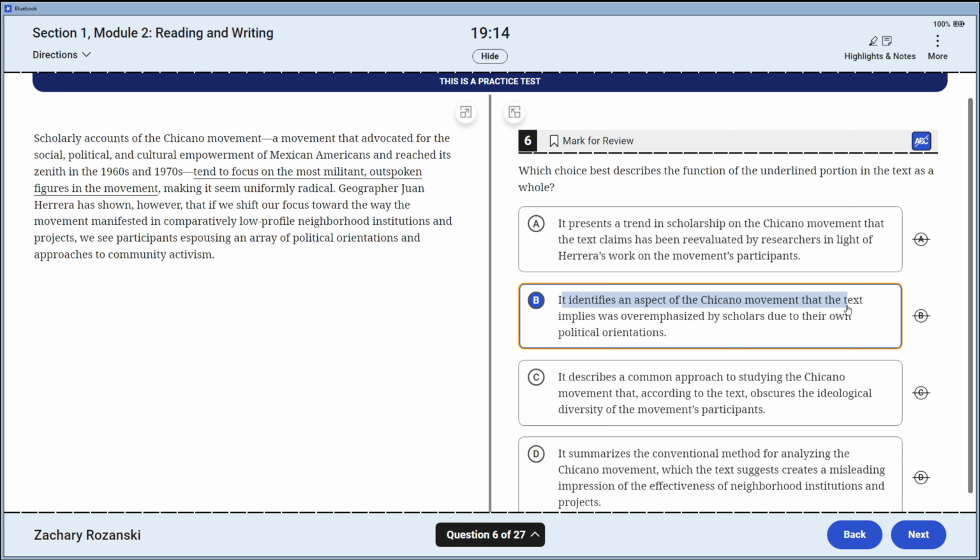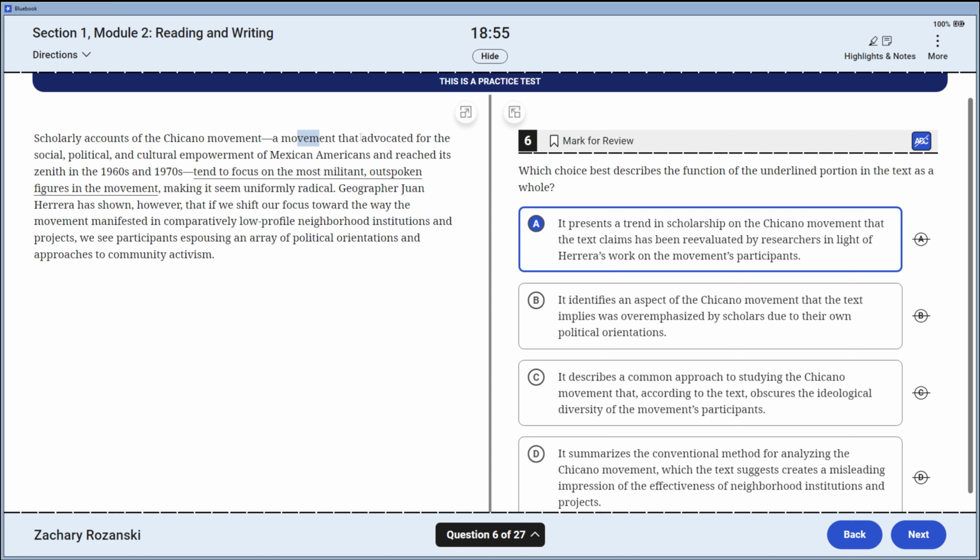So I'm going to have to fight my fight in the second part of these, which is going to be tough because I can imagine the text claim. The movement that the text claims has been reevaluated by researchers in light of his work. So does this trend change? So we've got to read. We have no other choice.